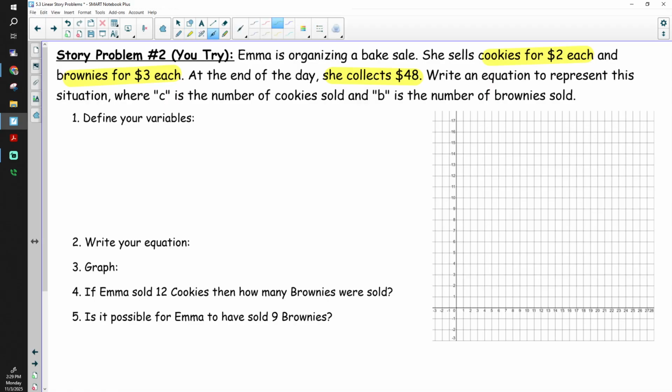So that means we need to define our variables. We have A, B, and C. The easy one is C. C is always going to be the $48. That's because 48 is the total.